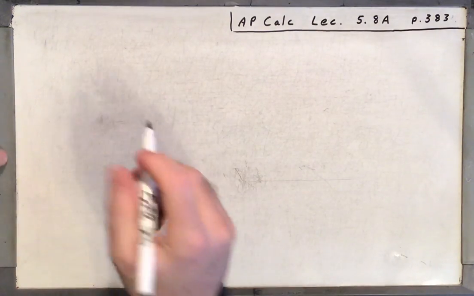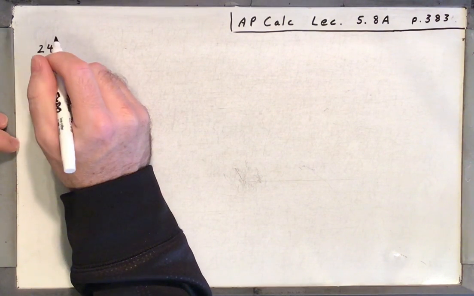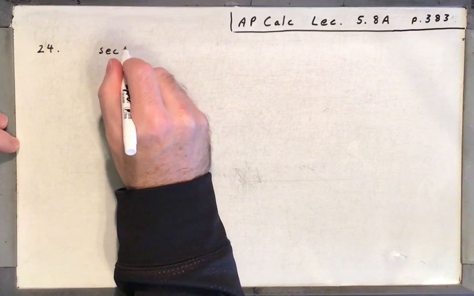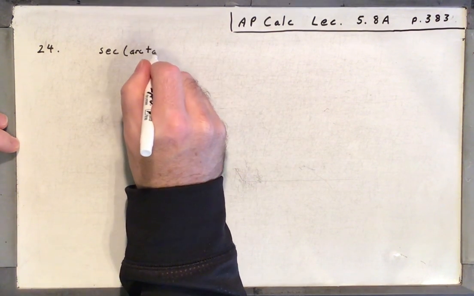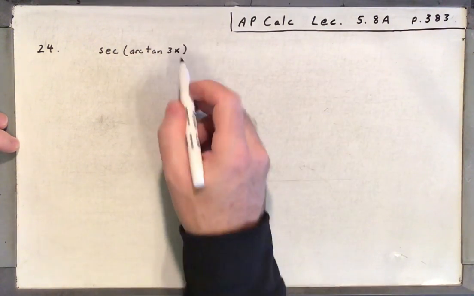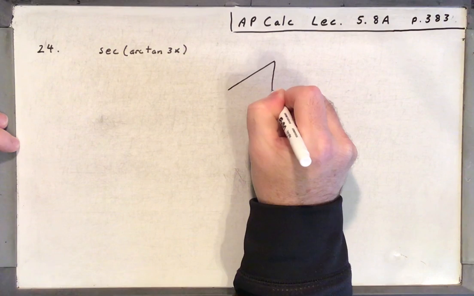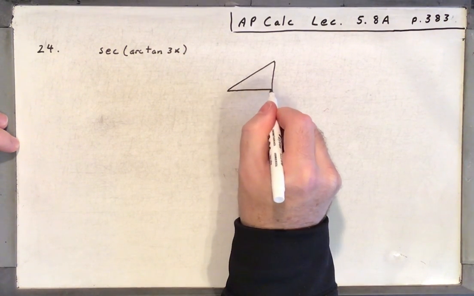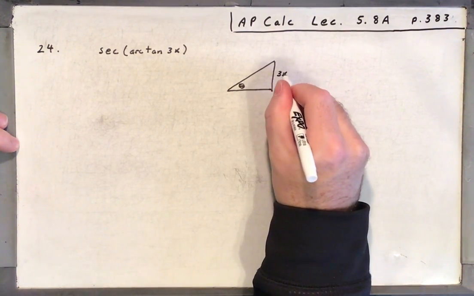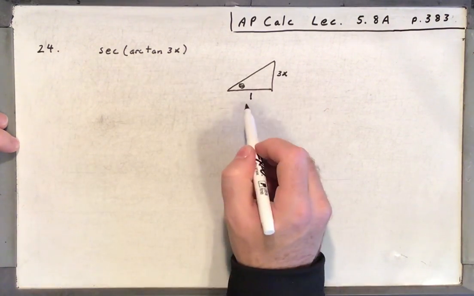Okay, let's take a look at example 24. We're still on page 383. In this case, we want to take the secant of the arc tangent 3x. Okay, so 3x isn't on the unit circle, so we want to draw a triangle. Tangent is opposite over adjacent, so it's going to just be 3x over 1. 3x over 1 is the same as 3x.